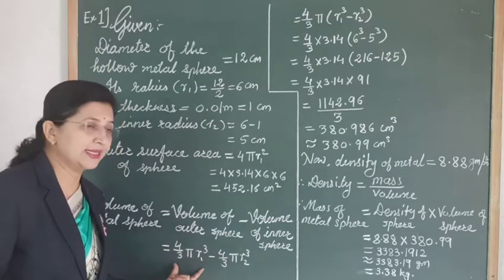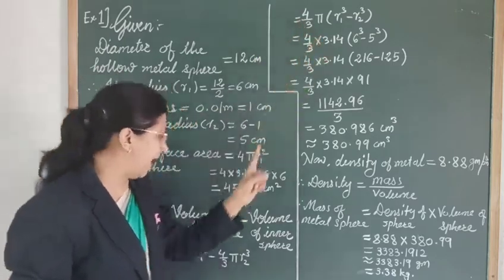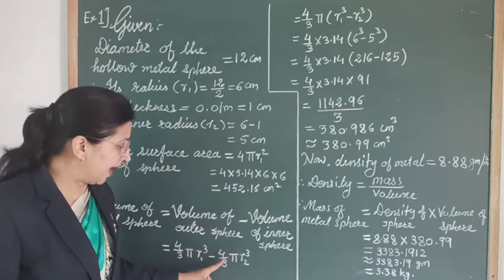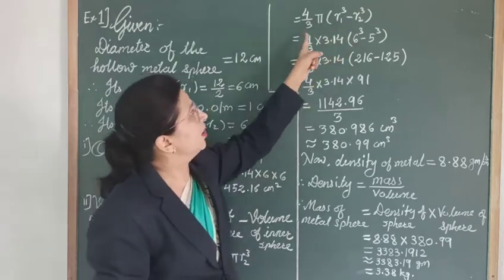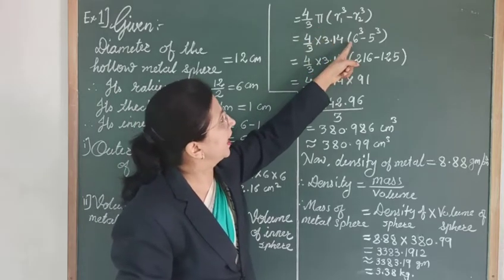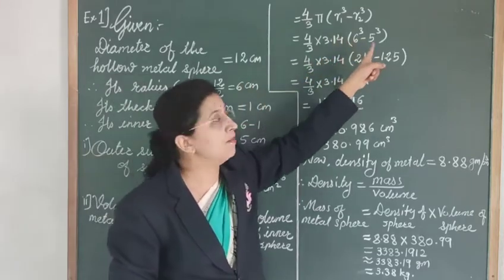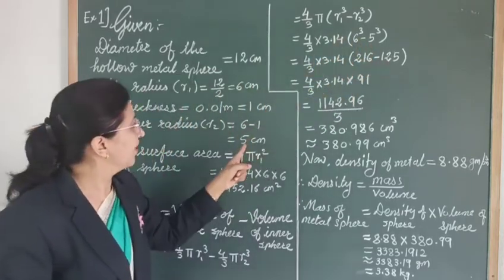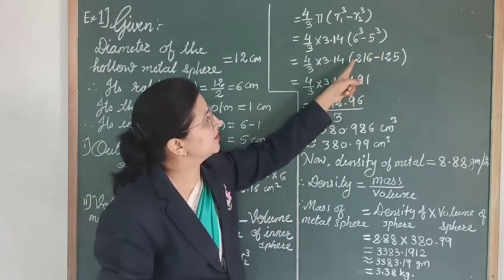So let's take it out as a common. After taking it out as a common, we'll get in the bracket r1 cube minus r2 cube. Let's put the value 4 upon 3 pi, that is 3.14, into bracket r1. What is r1? 6. So 6 cube minus r2. What is r2? 5. That is 5 cube. Let's find out the cube values of 6 and 5.